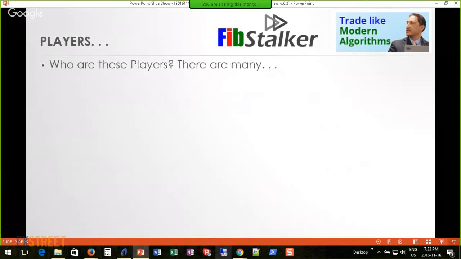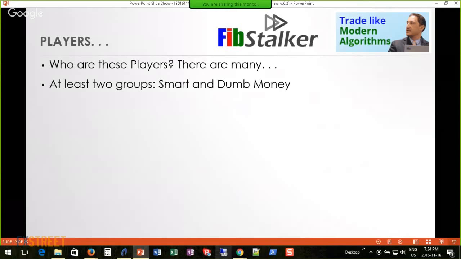Now, I talked about players. Who are these players? Well, there are many different types of players, but in my simplification of the market, and don't forget that everything we do is a simplification of what happens in the market. In fact, I love when Van Tharp says, we don't trade the markets, we trade our beliefs about the market. And my belief is that there are at least two groups whose behavior I want to monitor, and I want to monitor also how these two groups affect price. The smart money and the dumb money.